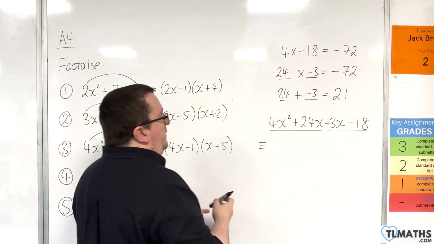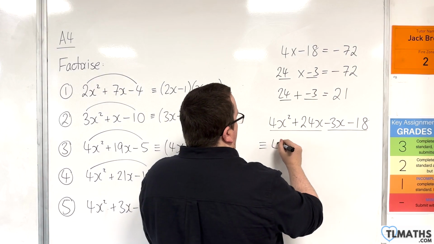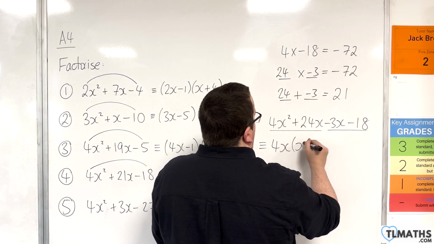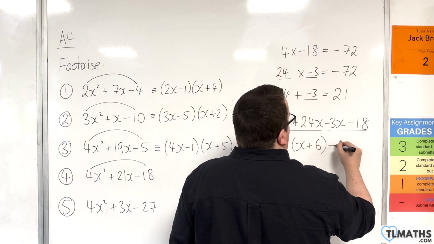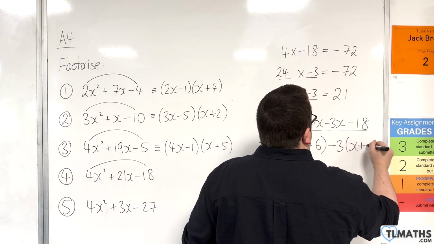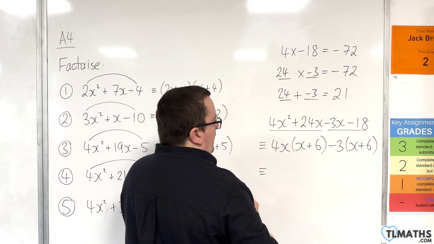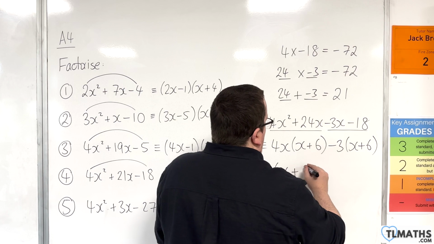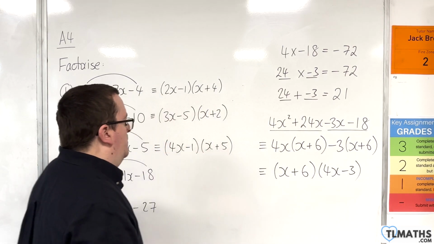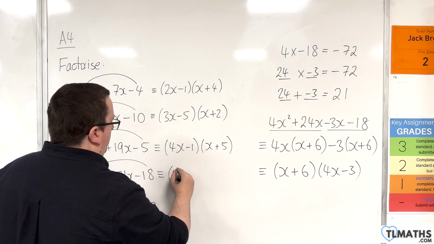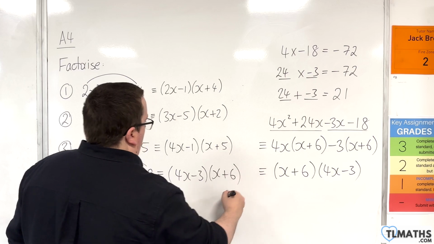Okay, so split it up into the 2 halves. So 4x squared and 24x both have a common factor of 4x. So we'd have x plus 6 in the bracket. And then take away 3 lots of x plus 6 will get us the other half. So x plus 6 is one of the brackets, and 4x take away 3 is the other bracket. Okay.